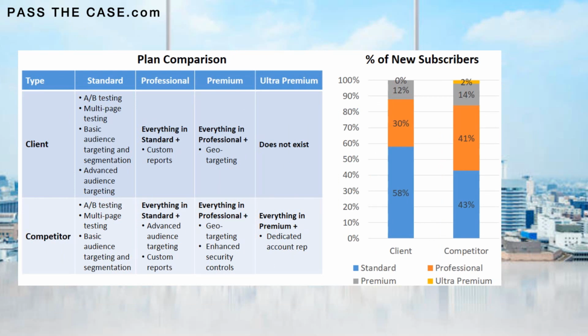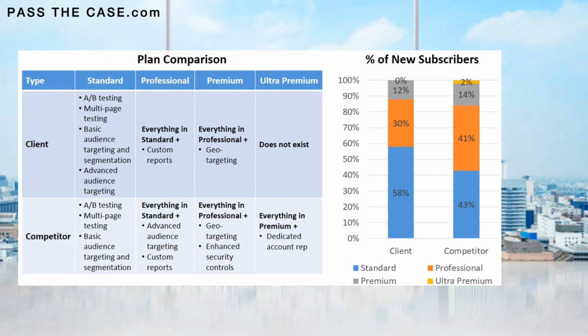Okay, I'm seeing several differences. For one, in the standard package, we are including advanced audience targeting, but the competition is not. And while in the professional package, we are not offering advanced audience targeting, the competition is. And then second, in the premium package, the competition is providing the enhanced security controls, but we're not. And then third, we don't have an ultra premium package, but our competitor does. And then last, I can see that the competition is selling more higher-end plans than we are.